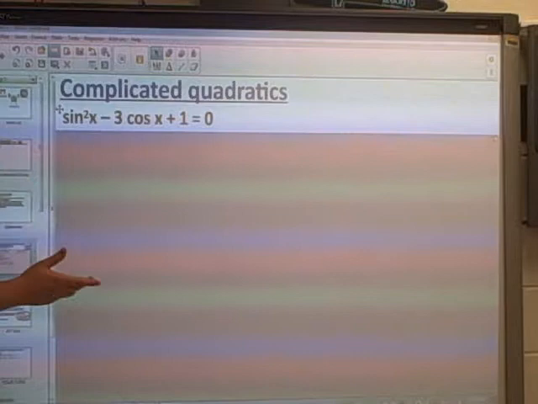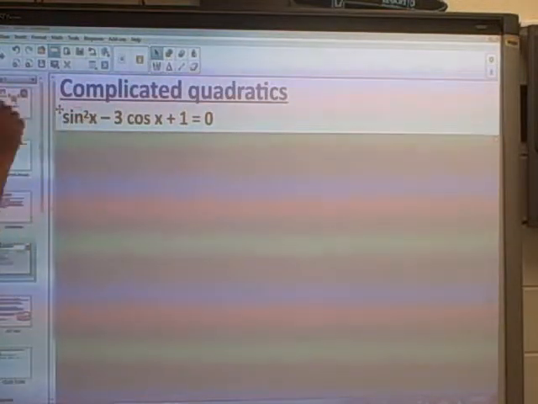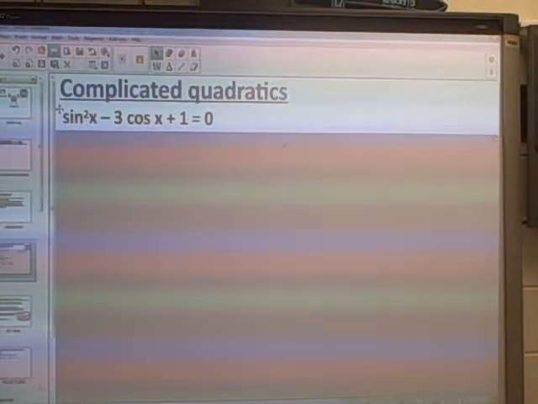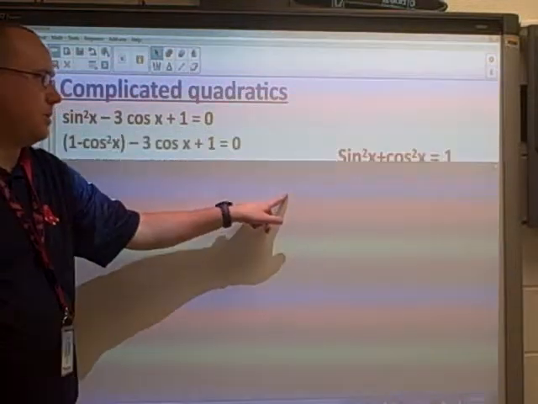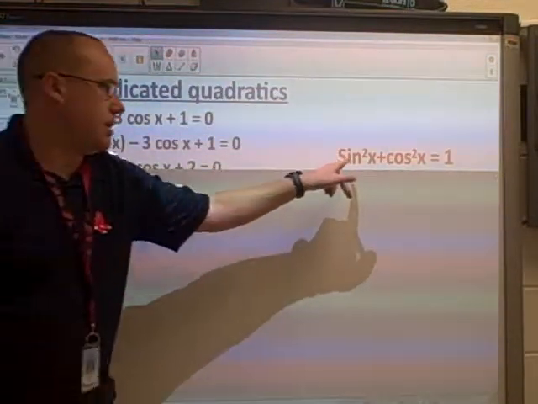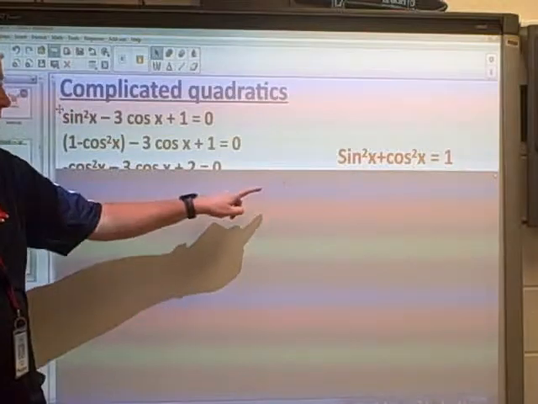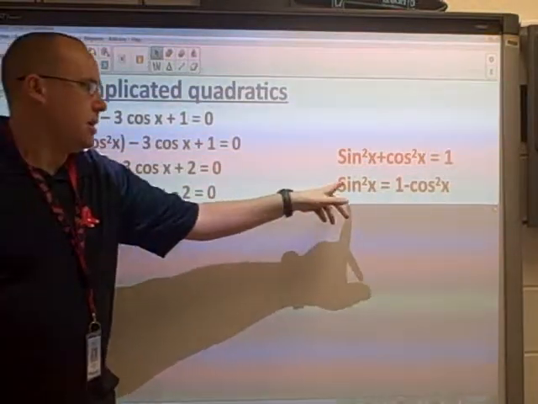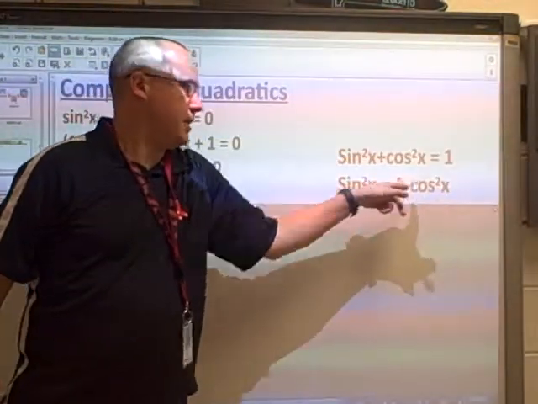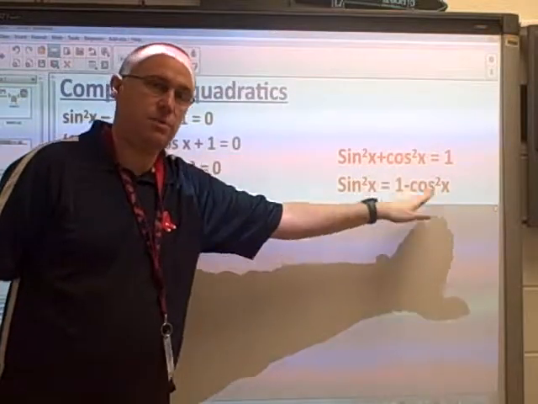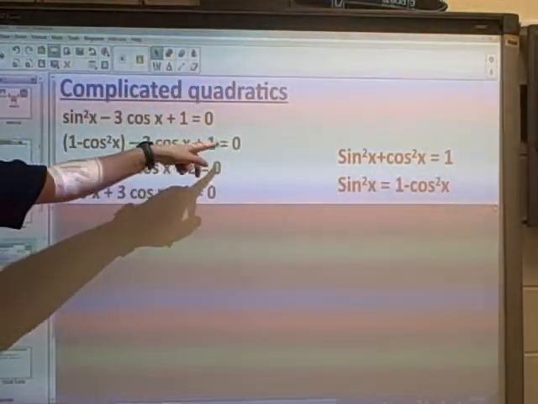So what we're going to try and do is see if there are any identities that we know here. And certainly there's an identity involving sine squared, so we're going to use that one. Sine squared plus cosine squared equals 1. If we rearrange this, or solve for sine squared, you get sine squared equals 1 minus cosine squared x. So we're going to substitute that into our equation here, like so.